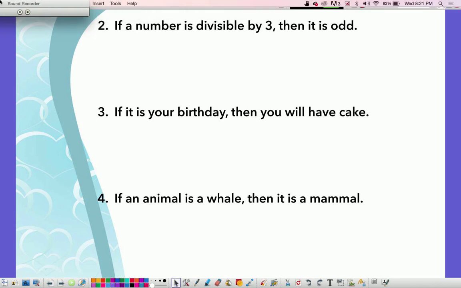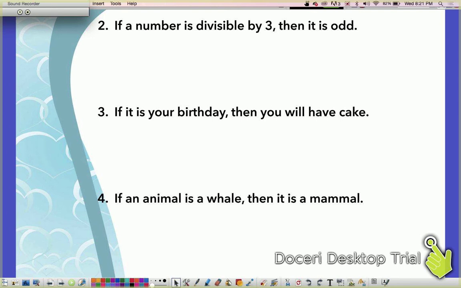Okay? If a number is divisible by 3, then it is odd. So, is every number that is divisible by 3 odd? No. Okay, I'm going to give you a minute. I'm going to write false. Darn it. Okay, I'm going to give a counterexample. I'm going to give you a number that's not odd that will divide by 3.